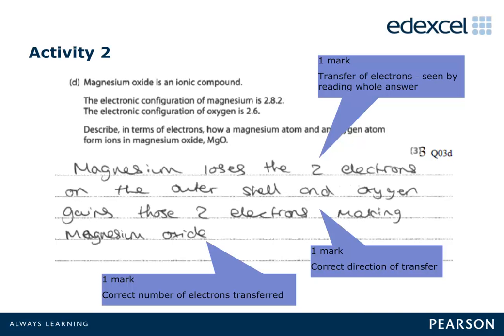The marking points here were for the transfer of electrons, shown by magnesium losing electrons and oxygen gaining electrons. Correct direction of transfer as already indicated. The 3rd mark was for 2 electrons being transferred. This answer scored all 3 marks.